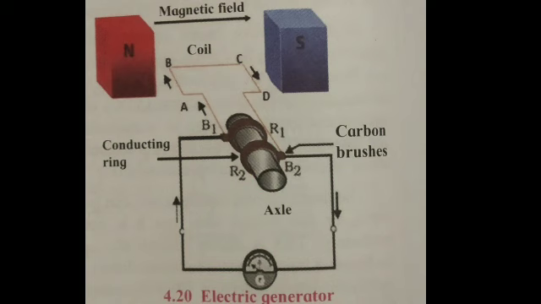But the branch BA is always in contact with the brush B1 and branch DC in contact with B2. Hence, in the external circuit, current flows from B1 to B2, that is opposite to the previous half rotation. This repeats after every half rotation and alternating current is produced. This is what is called an AC generator.